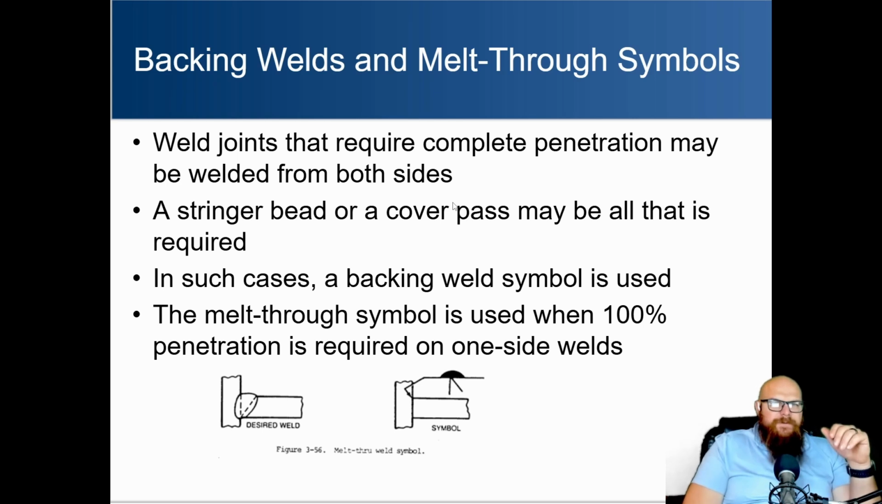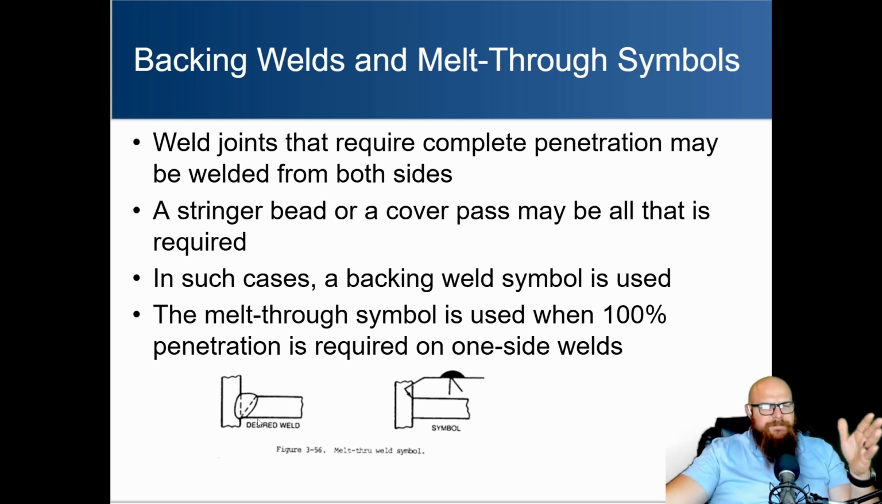Backing and melt through symbols. Okay, so sometimes if we require that stuff, we're going to add those things into there. So an example of this is what the weld is going to look like. We want this to melt all the way through. We want one side to be beveled, the other one's just going to be flat metal, but we want to make sure that we get 100% penetration. And so that's what we're going to use, that solid semicircle there. That's going to indicate we want that joint to be welded all the way through.